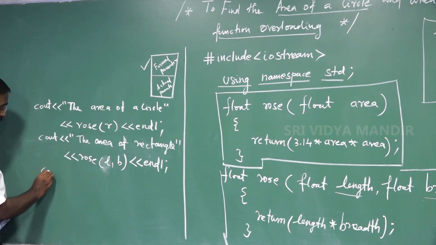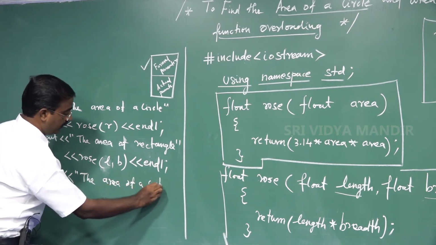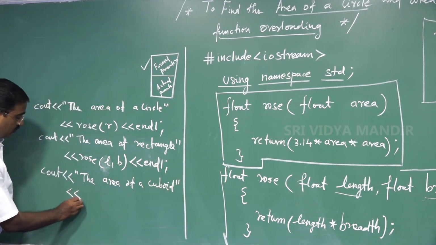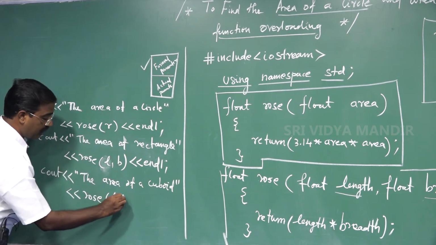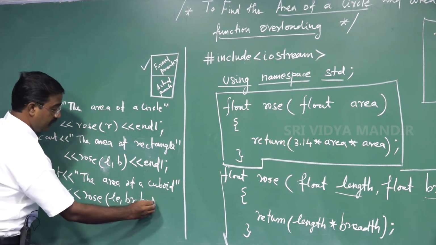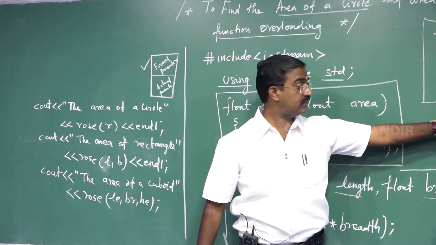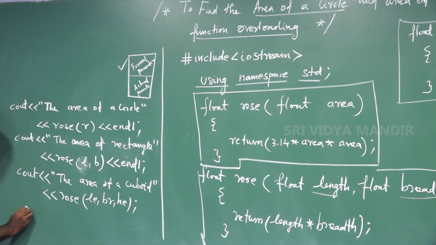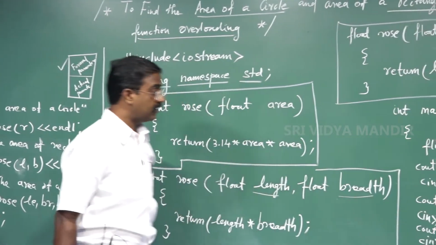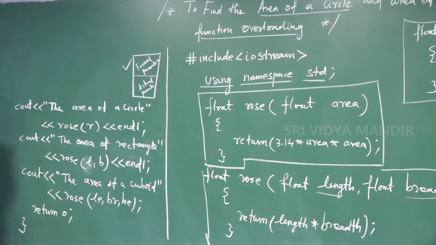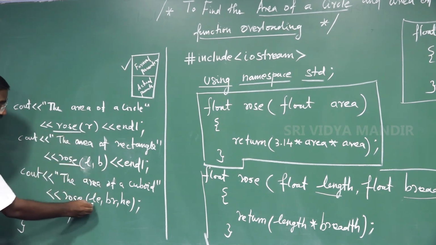Finally C out the volume of a cuboid. In this cuboid here also rows. Here you know the declaration LE into BR into HE, so rows of LE comma BR comma HE, terminated by a semicolon. In this program the data type declared is integer, that's why we introduced return 0. Finally here we have the open braces, and finally close braces. I think this program we can understand. Here rows has 1 argument, here rows has 2 arguments, here rows LE, BR, HE.